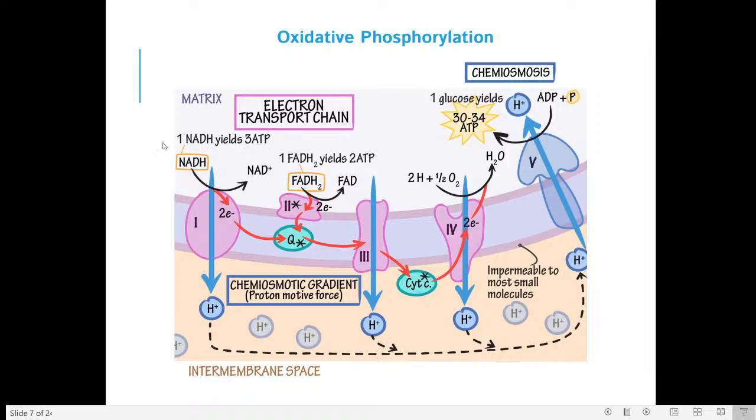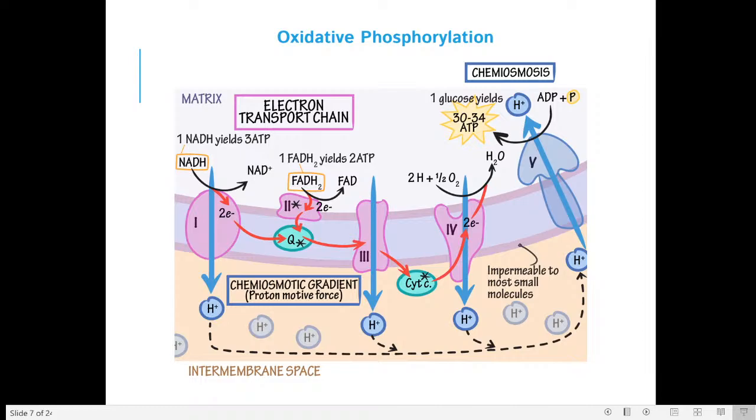So this is the example. Here NADH is utilized in the electron transport chain, and at the end one glucose yields 30 to 34 ATP. So how many NADH are utilized? 10 NADH are utilized in this process, producing 30 ATP.